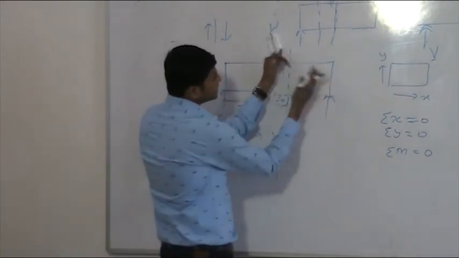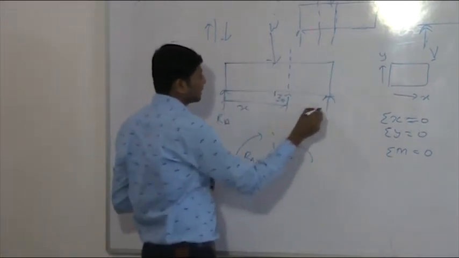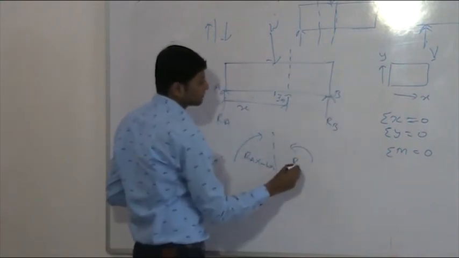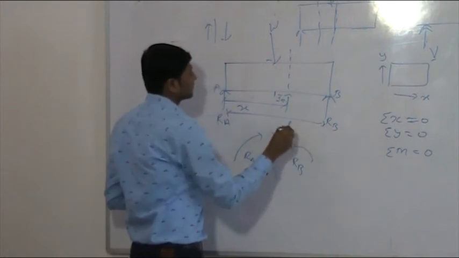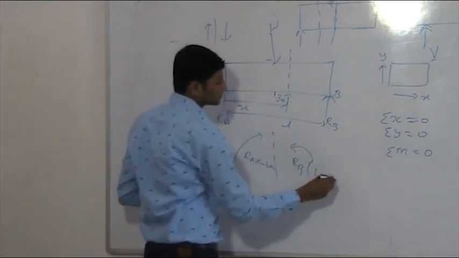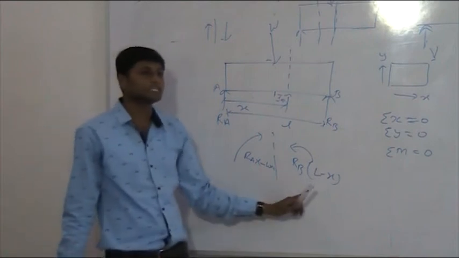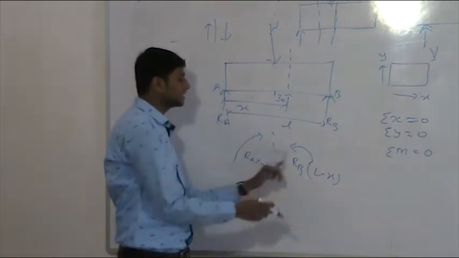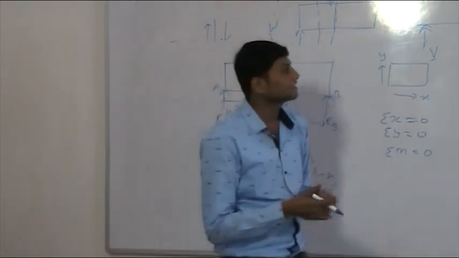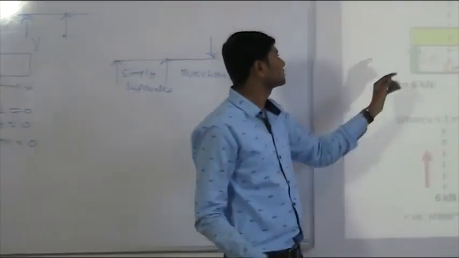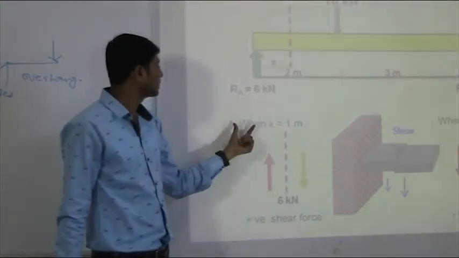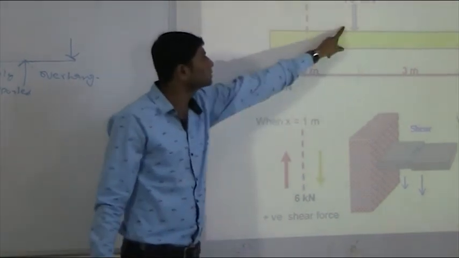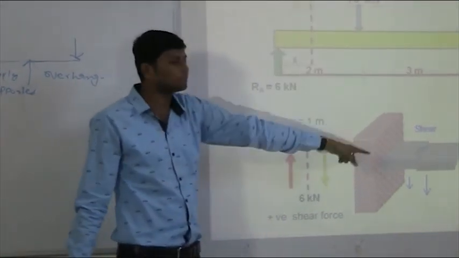As well as from this side of the section, there is an anti-clockwise moment, if this is point A and this is point B. So RB into, if the total length is L, then RB into L minus x. Such a bending moment is a positive bending moment, if the section has clockwise on the left side and anti-clockwise on the right side. Next, in this example, shear force means when our section x equals 1 meter, then what will happen? This will go up and this will go down, 10 minus 4, 6, and this type of failure happens.